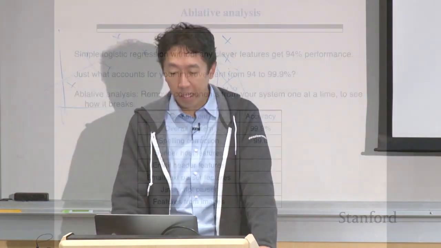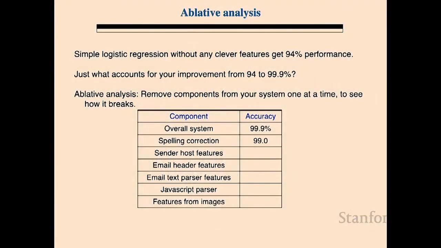So let's see, remove spelling correction. And as a set of features, the error goes down like that. Then let's remove the sender host features, remove the email header features, and so on, until when you remove all of these features, you end up there. And again, you could do this cumulatively, or remove one and put it back, remove one and put it back. Or you could do it both ways and see if they give you slightly different insights.